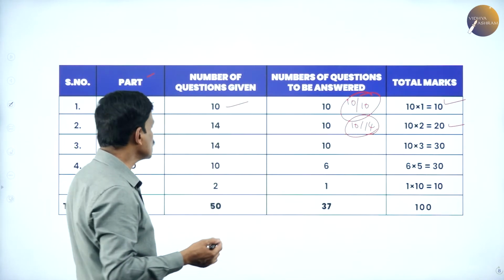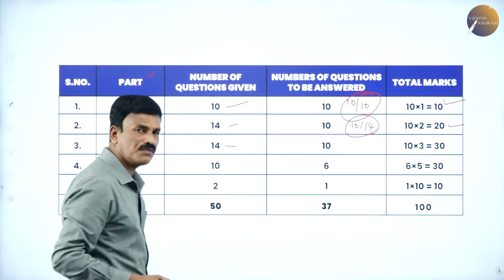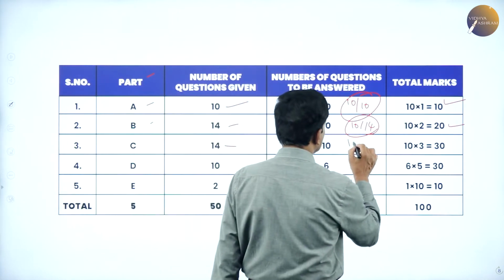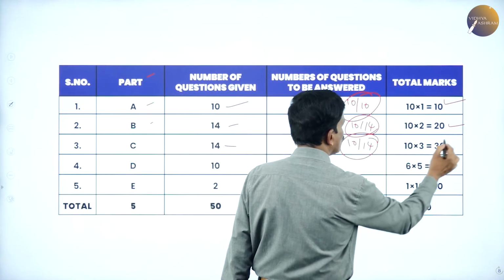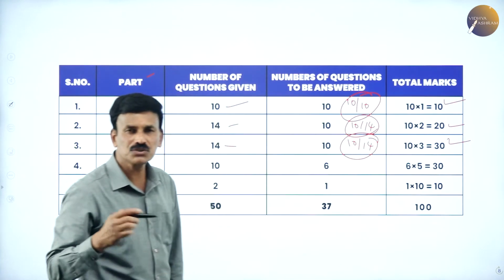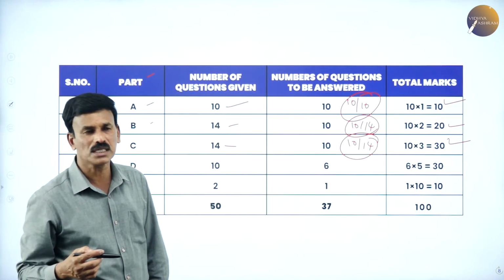Now in part C also there are 14 questions. In that 14 questions you are going to answer 10. So each question carries 3 marks. So part C contains questions of 3 marks each. 10 into 3 is equal to 30 marks.